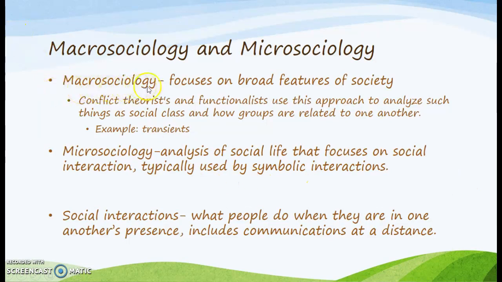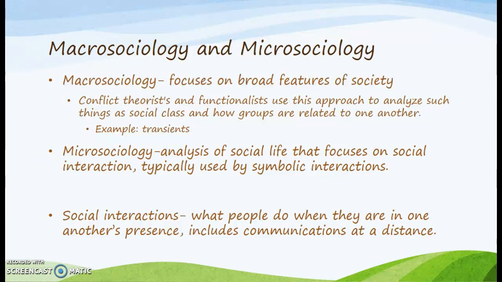We have macro sociology, which focuses on broad features of the society. Conflict theorists, who we'll talk about a little bit more, and functionalists use this approach to analyze such things as social class and how groups are related to one another. An example is transience, which we're going to be talking about throughout as that particular example.